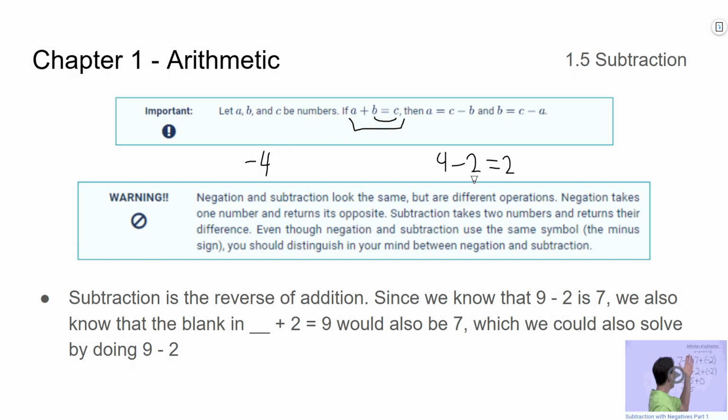Again, I know you know this already, but I wanted to just put it out there that these are not the same thing, even though they're using the same symbol. So negation takes one number and returns its opposite. Subtraction takes two numbers and returns their difference.